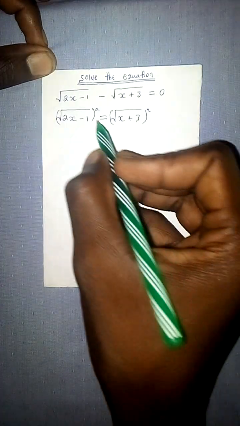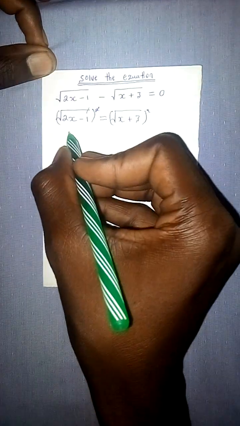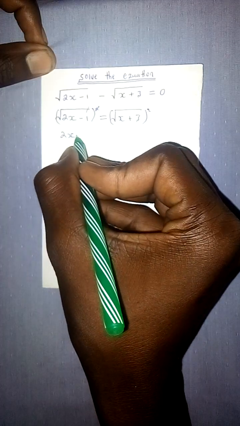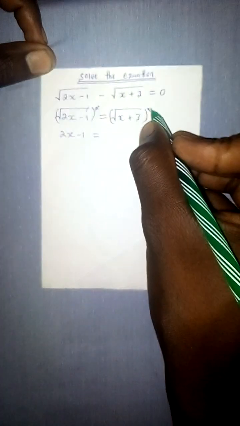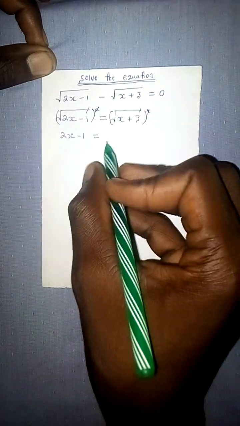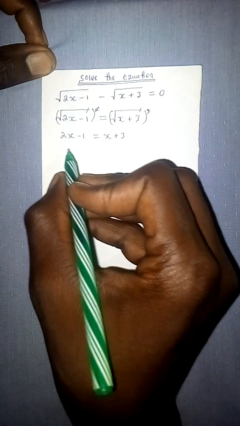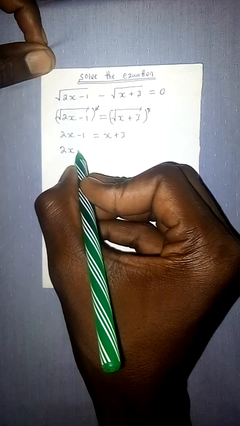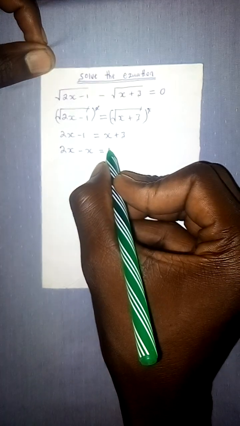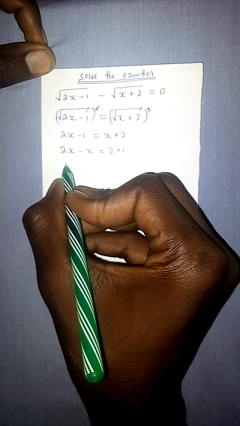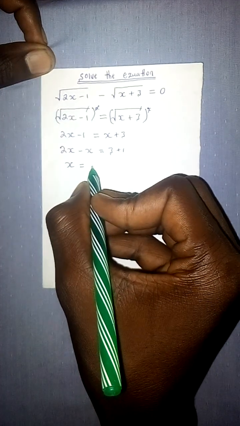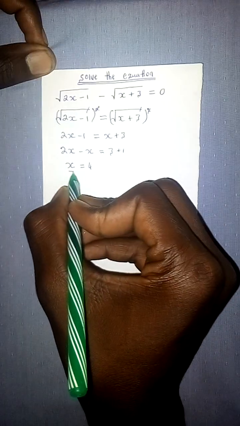So this and this cancel out, therefore we'll have 2x minus 1 being equal to, this cancels out with that one, in that case, we'll have x plus 3. Well, what's next? It's about grouping the right terms. So we'll have 2x minus x is equal to 3 plus 1. Therefore, x is equal to 4.